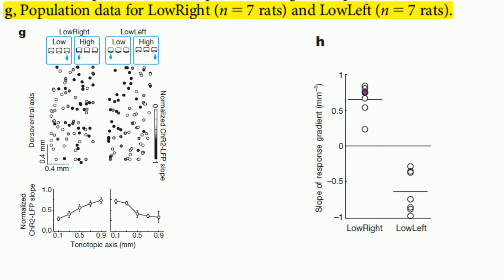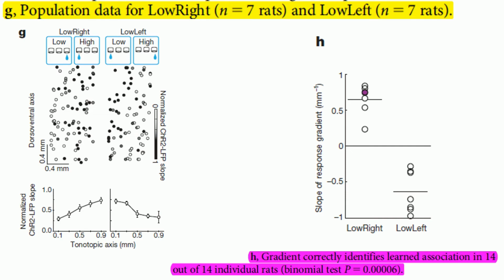Plotting each individual rat's synaptic strengthening gradient across this axis shows that the two different learning groups can be perfectly separated by this measure. Here is how the authors summarize. This gradient correctly identifies learned associations in 14 out of 14 individual rats.